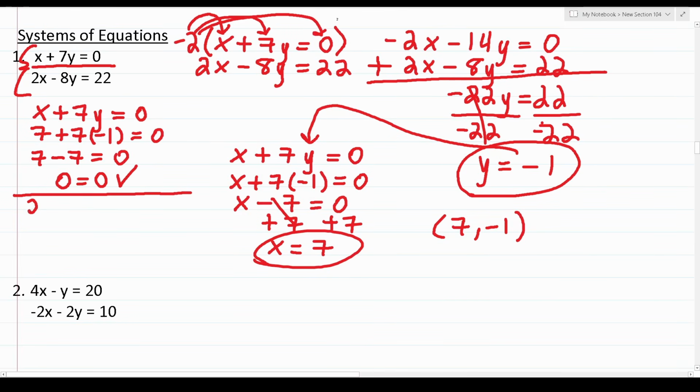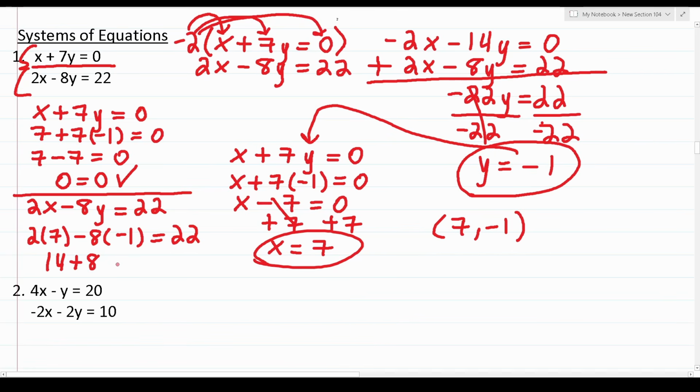Again, this second equation was 2x minus 8y equals 22. Again, we know x is 7 and y is negative 1, so let's plug those in accordingly. This becomes 2 times 7 minus 8 times negative 1, and this has to equal 22 to be a true mathematical statement. 2 times 7 is 14, and negative 8 times negative 1 is going to be positive 8. 14 plus 8 is 22, so this is 22 equals 22, which is a true mathematical statement.